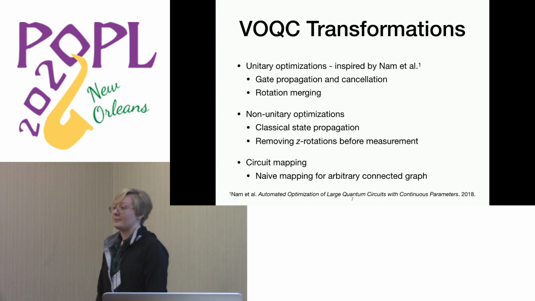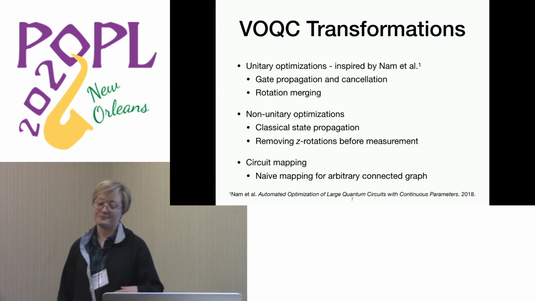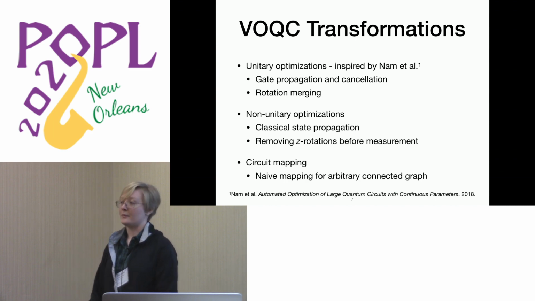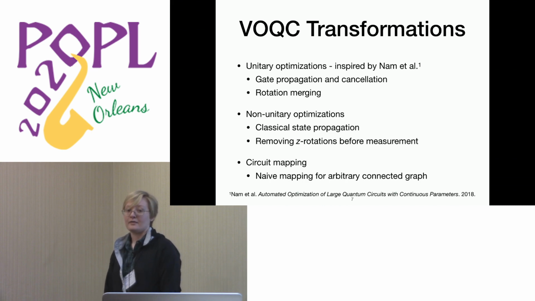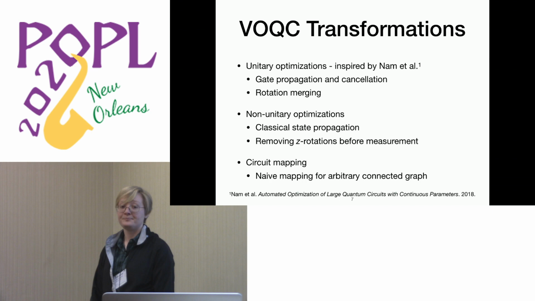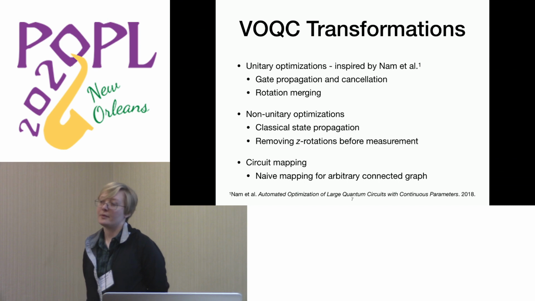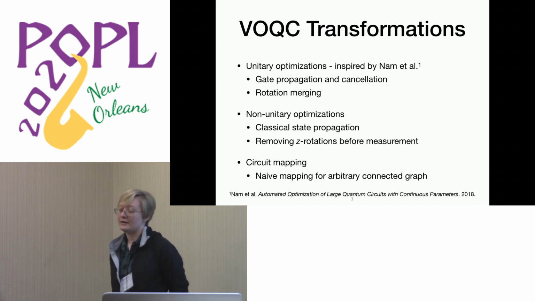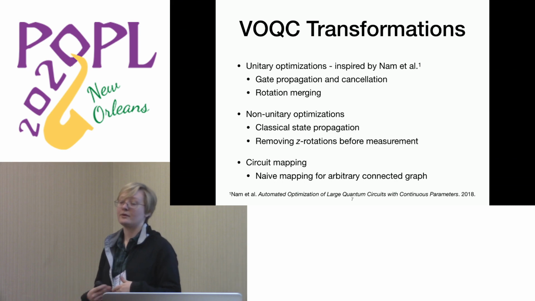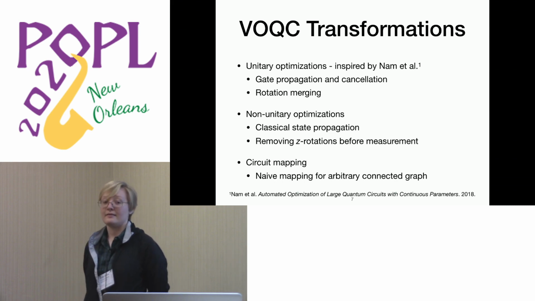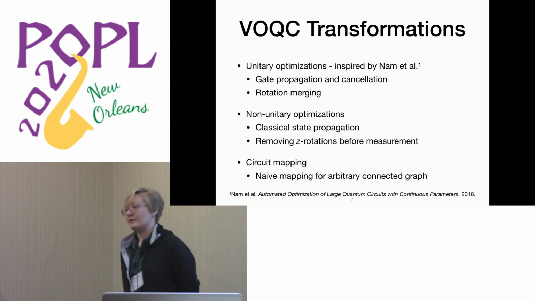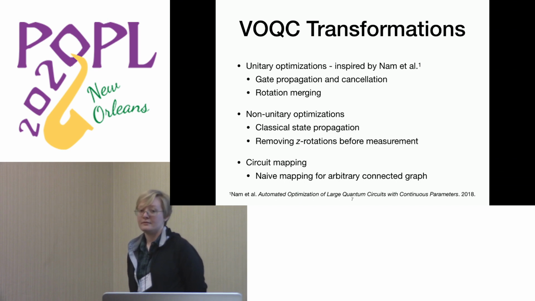So we have a variety of transformations implemented within VOQC. We've spent most of our efforts so far on unitary transformations, which is optimizations of unitary programs, so programs without measurement. Most of our optimizations are inspired by a recent circuit optimizer by Nam et al. For the most part, most of them are gate propagation and cancellation rules, which are really just peephole optimizations, where we identify a subcircuit in the program, and we replace that with an equivalent subcircuit. But then we also have a more advanced optimization called rotation merging, which is not really peephole optimization because it allows you to combine Z rotation gates that aren't necessarily adjacent in the circuit. And it does this by looking at the phase polynomial representation of the circuit.